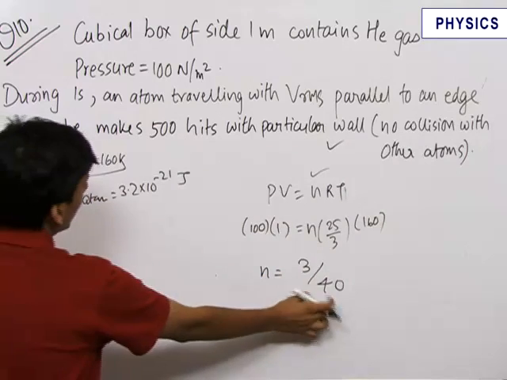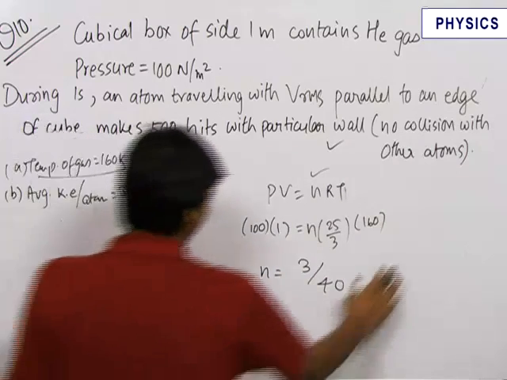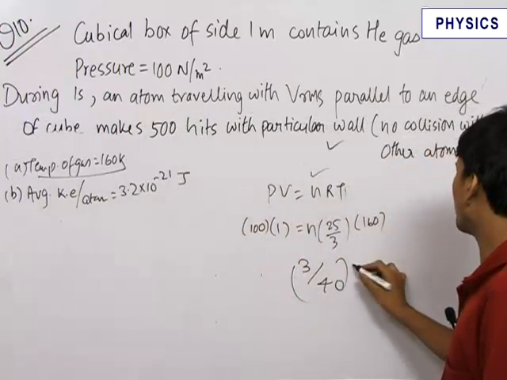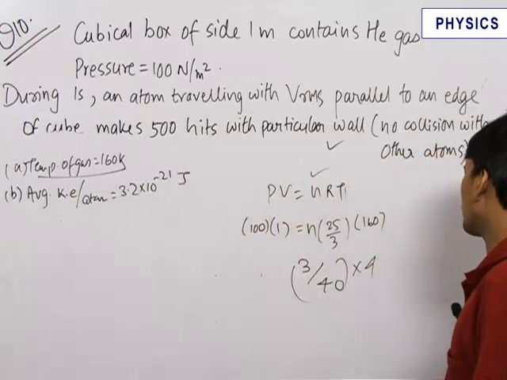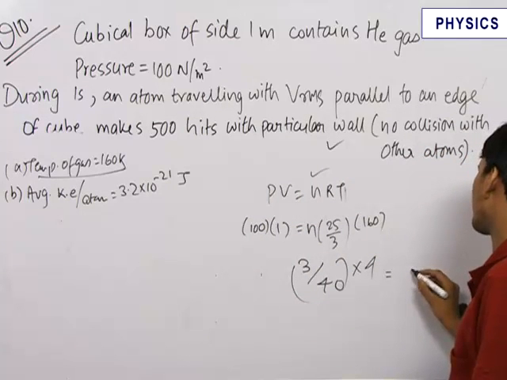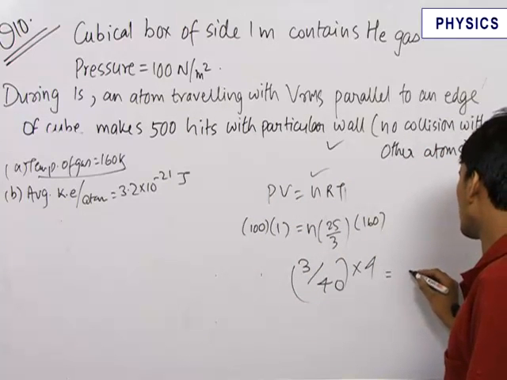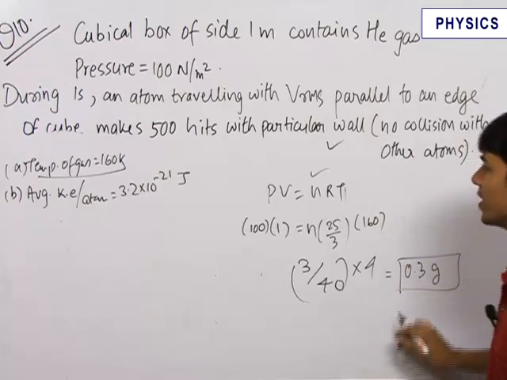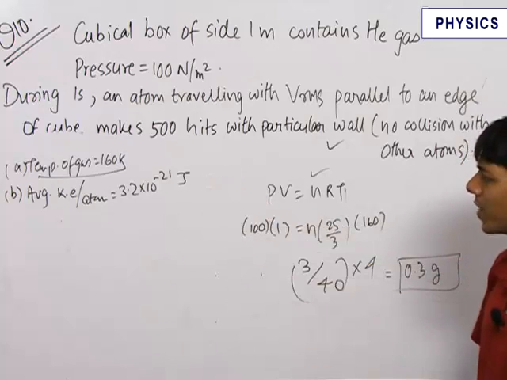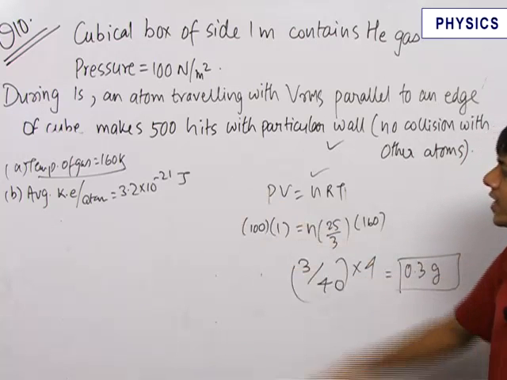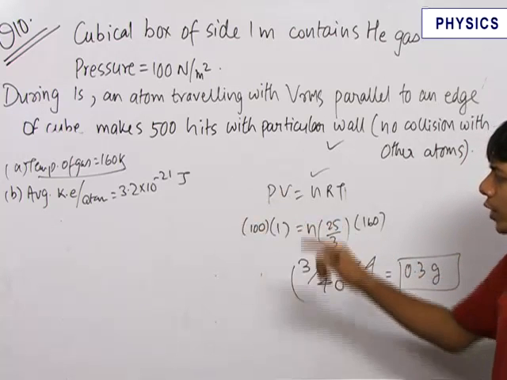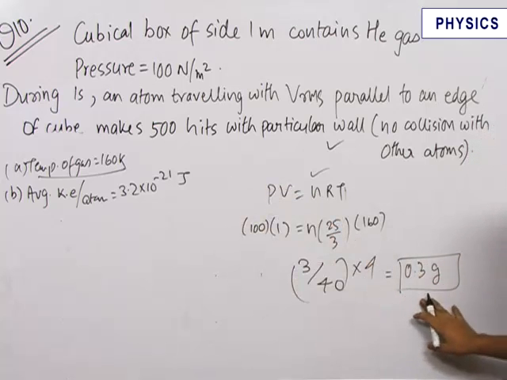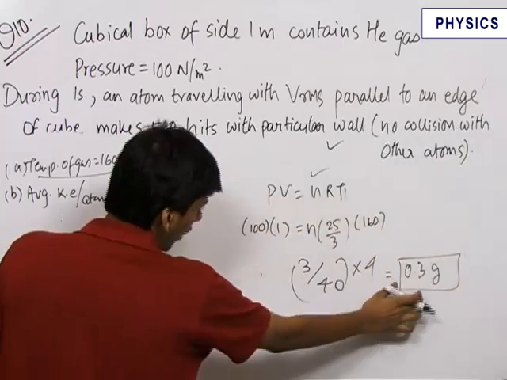So we know the total number of moles of helium gas in the box. Multiplying this by the molecular mass of helium, that is 4 grams, we get the total mass of helium in the box, that is 3 upon 10 grams, equal to 0.3 grams. So the final answer for the temperature of the helium gas comes out to be 160 Kelvin. The average kinetic energy per atom comes out to be 3.2 into 10 raised to minus 21 joules, and the total mass of helium gas present in the box comes out to be equal to 0.3 grams.